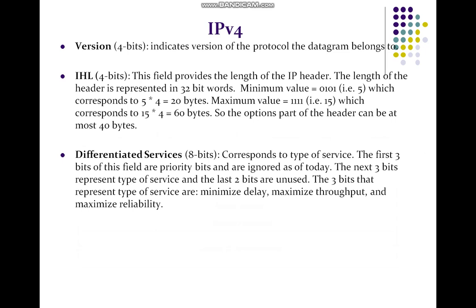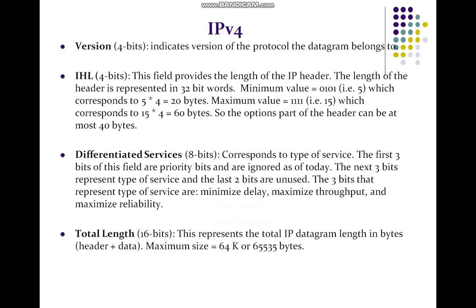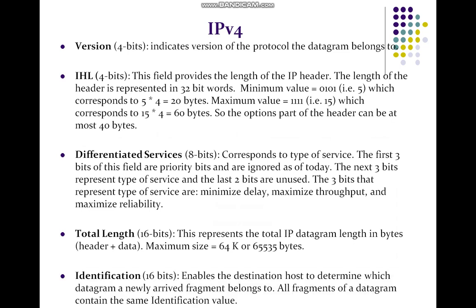The length of the header is represented in 32-bit words. Differentiated services correspond to the type of service. The first 3 bits of the field are priority bits, the next 3 bits represent the type of service, and the last 2 bits are unused. Total length represents the total IP datagram length.